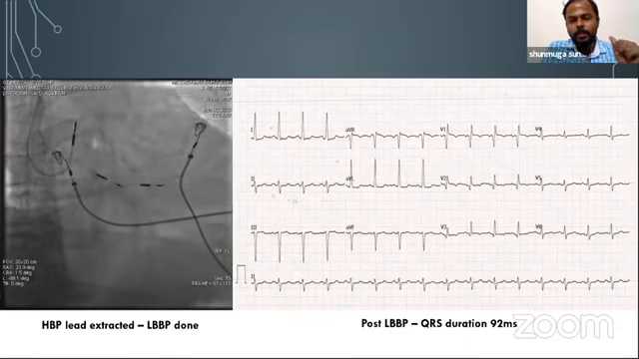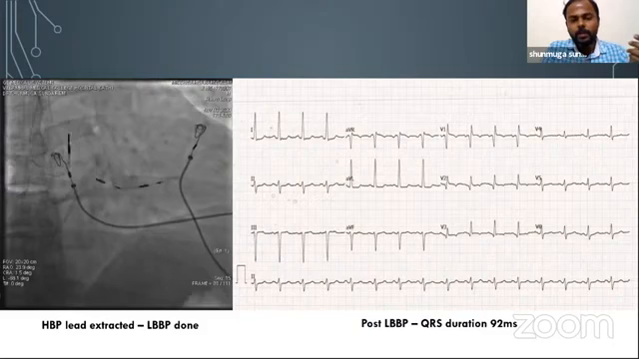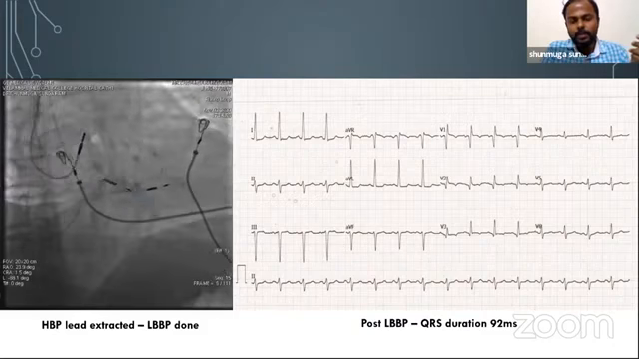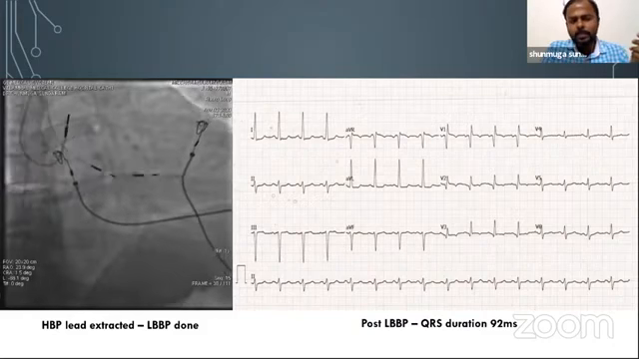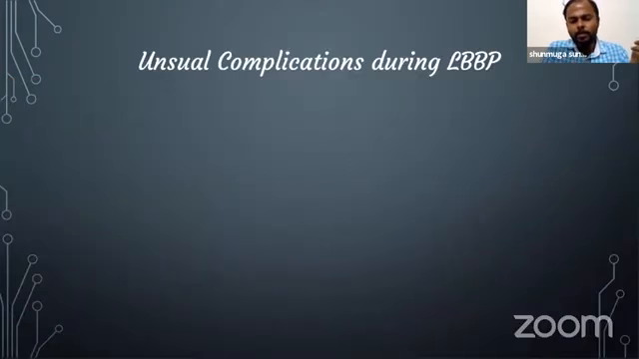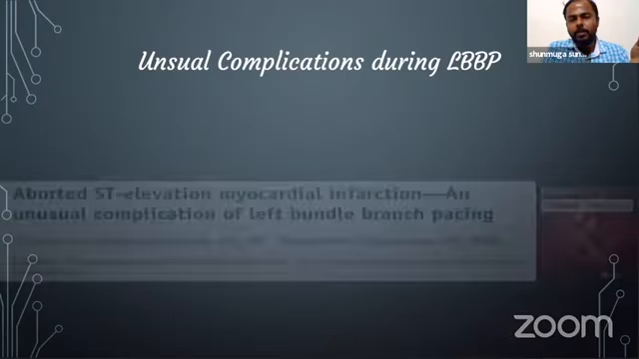And this is the QRS which we got. This is almost like a normal appearing QRS. So even in His bundle failure cases, just simply extract the His bundle lead and put a lead in left bundle pacing. So far I have discussed all the goods of left bundle pacing, but there are certain flaws and complications which you can expect in left bundle branch pacing.